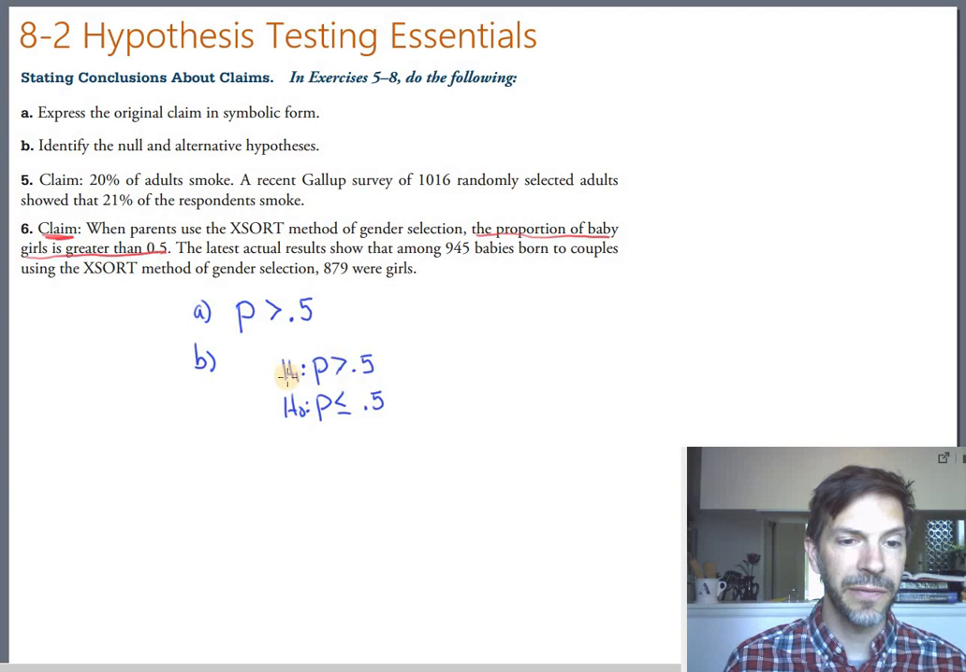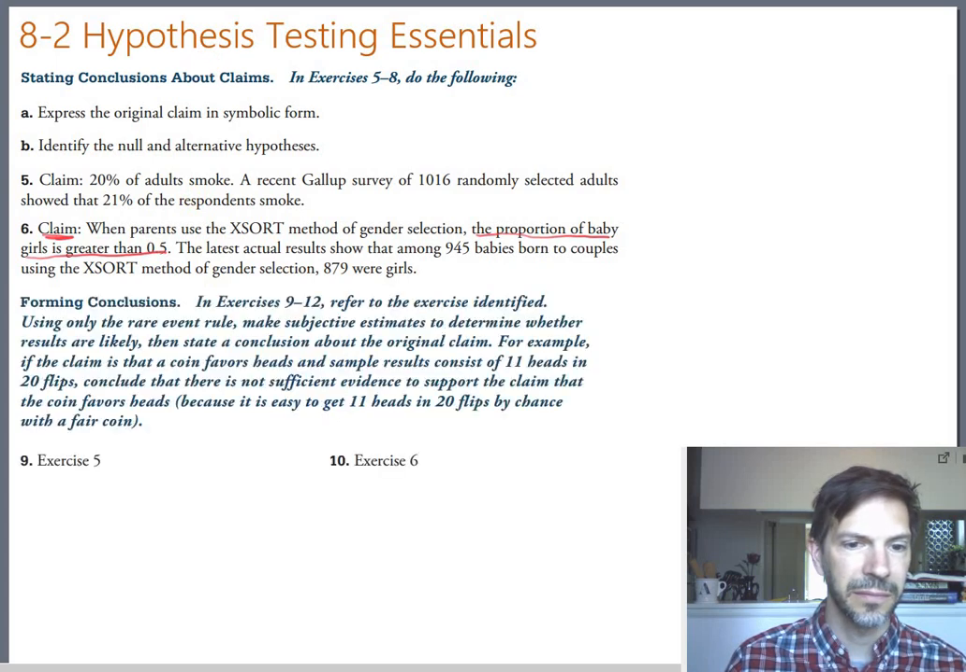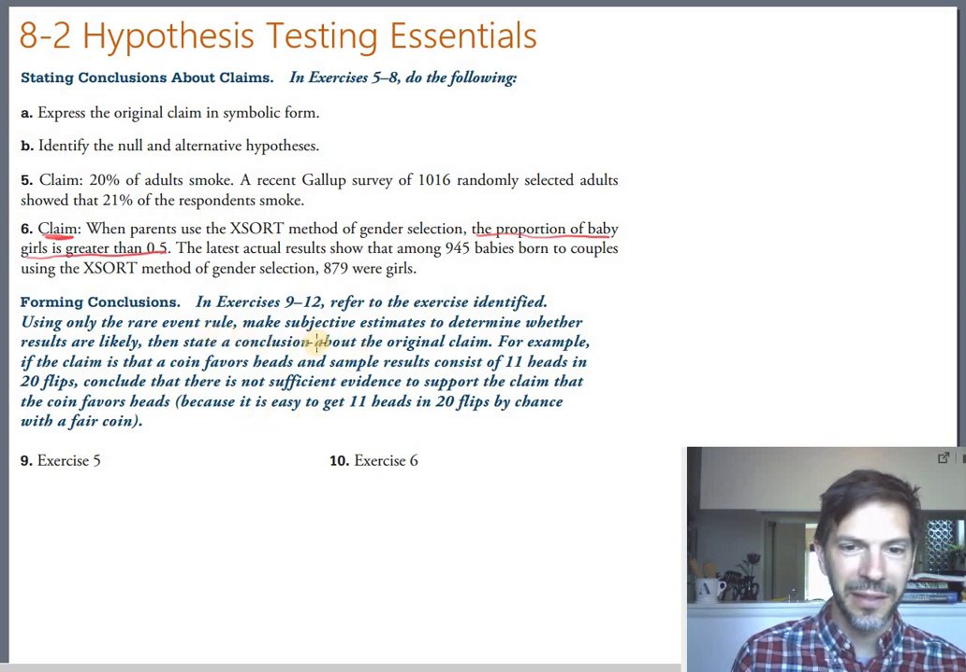Okay, that's it for number 6. We've expressed the original claim and we've identified the null and the alternative hypotheses. So I'm going to skip ahead a little bit to 10. So 10 says, go back to exercise 6. But they say, make a subjective estimate to determine whether the results are likely and state a conclusion about the original claim.